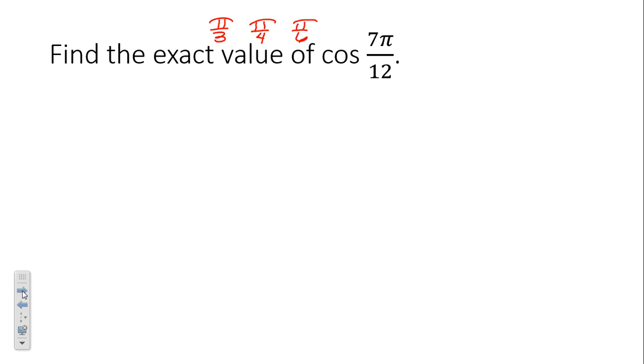Well, 3 and 4 gets me 12, right? 3 times 4 gets me 12. So we're going to do something in order to get 7 pi over 12. What is 7 pi over 12 in degrees if you want to cheat? 105, okay? And we also can use pi over 2, can't we? 90 plus 15 would get us that, wouldn't it? But 15 is not one that we know.